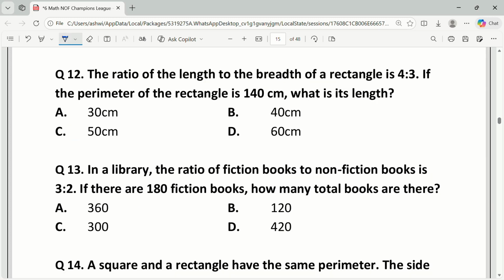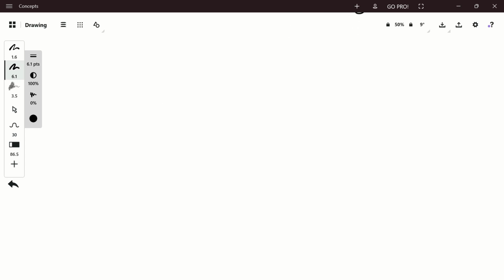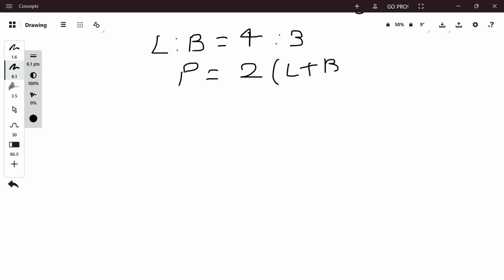Question 12. The ratio of the length to the breadth of a rectangle is 4:3. If the perimeter of the rectangle is 140 centimeters, what is its length? The ratio of length L to breadth B is 4:3. The perimeter is P. Perimeter P is 140 centimeter. That is, L is to B is equal to 4:3. And perimeter is equal to 2 times L plus B. Let x be the common factor for the ratio. So L is equal to 4x and B is equal to 3x.